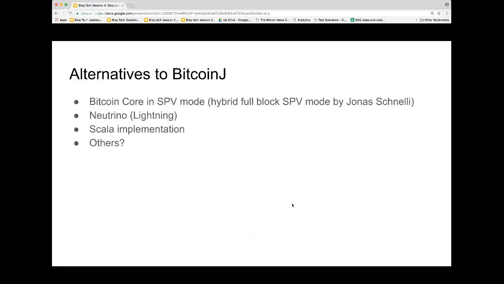And what are the alternatives? One alternative, the most interesting for me, would be to use Bitcoin Core in SPV mode. It's called hybrid full block SPV mode. That's work introduced or started by Jonas Schnelli. I think it's not merged and it's not really complete. It's probably in a good state, so maybe we could use his fork and it would work sufficiently. But hopefully it will be completed and merged into Bitcoin.